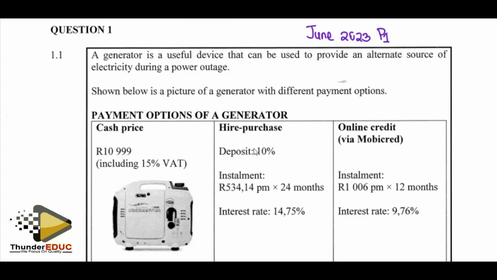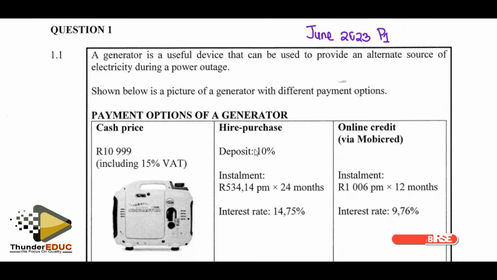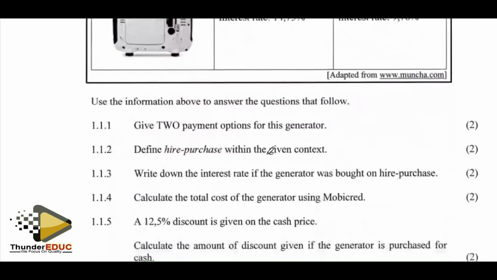All right. Question number one, it talks of a generator. It's a useful device that can be used to provide an alternative source of electricity during a power outage. Shown below is a picture of a generator with different payment options. So we have cash. Two is hire purchase, and three is credit. You can buy it on credit together. Then we are given two payment options for this generator.